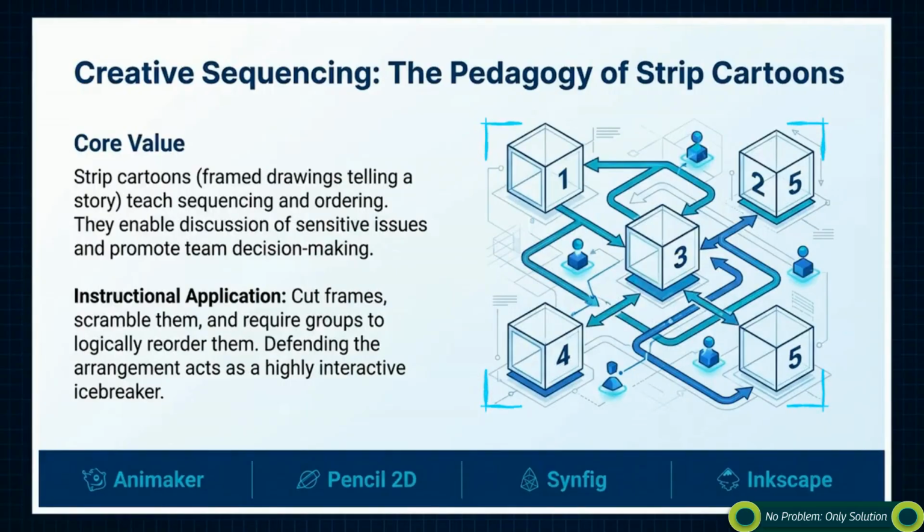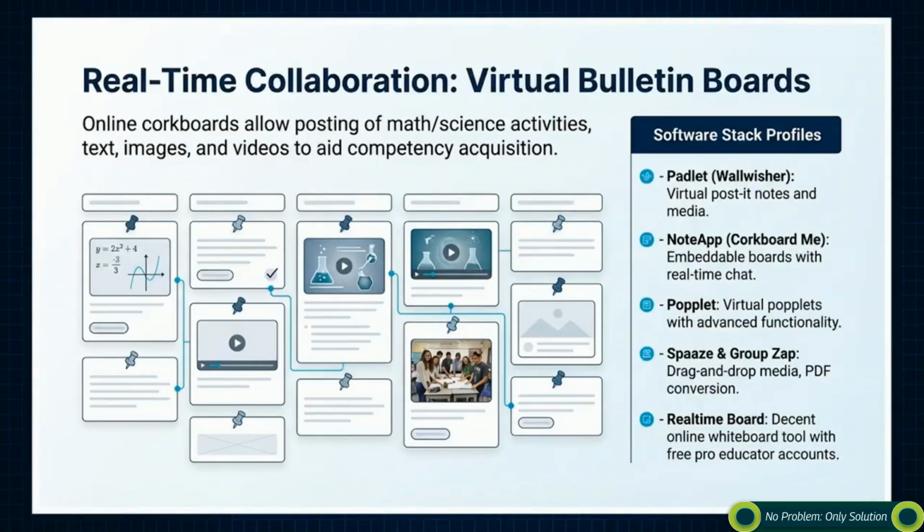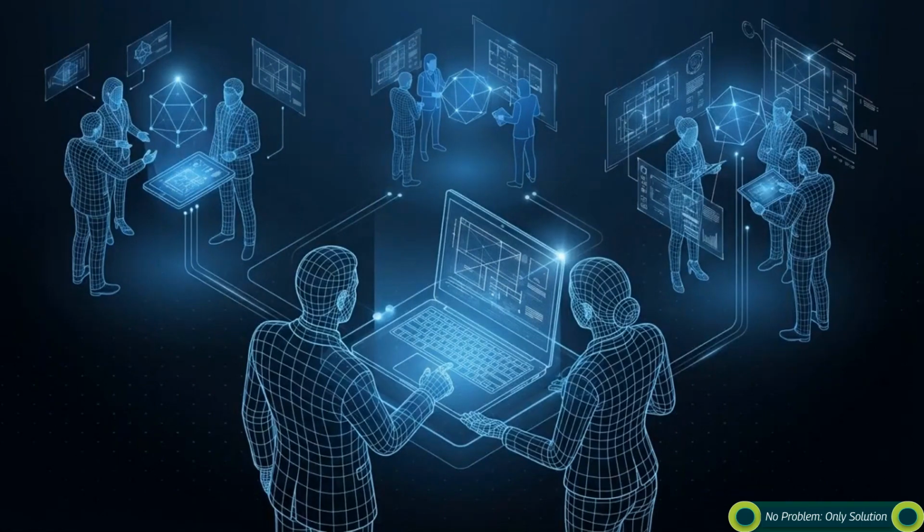Digital student journals allow for individual reflection. They give students the freedom to record personal insights while providing you with a material to manage class interactions. For real-time collaboration, virtual bulletin boards like Padlet or NoteApp allow students to pin media and text to a shared digital workspace. By incorporating peer collaboration and structured reflection, these individual technologies operate together within a cohesive learning environment.